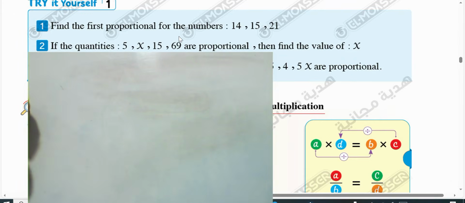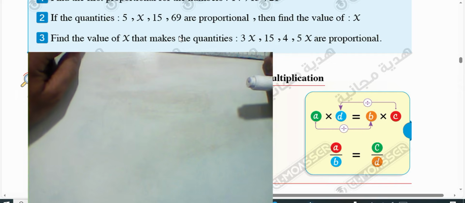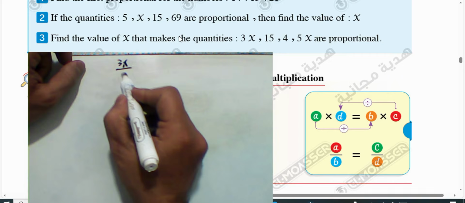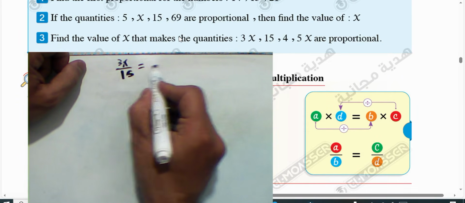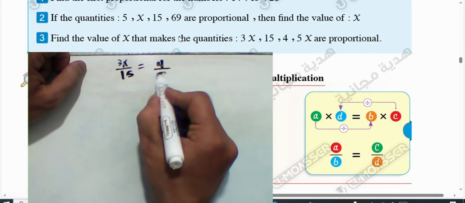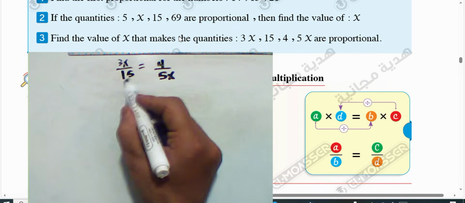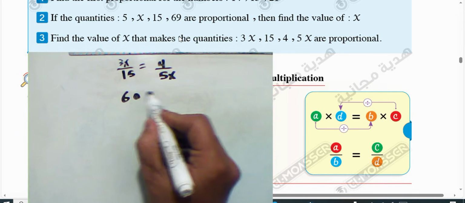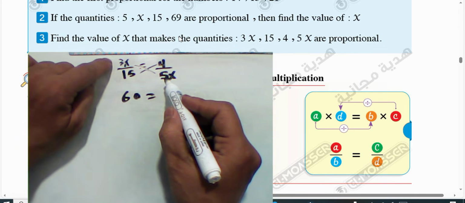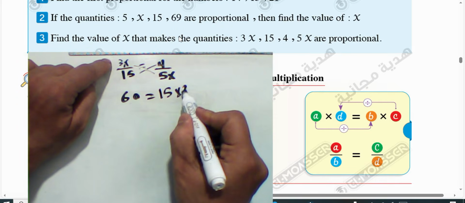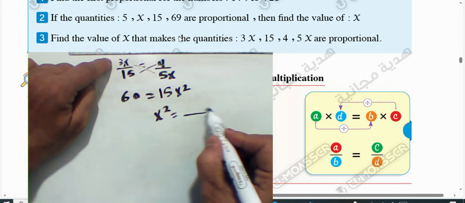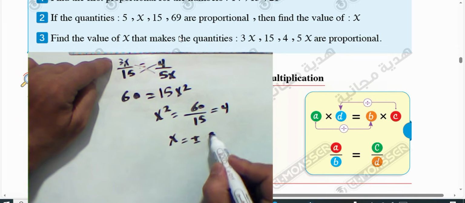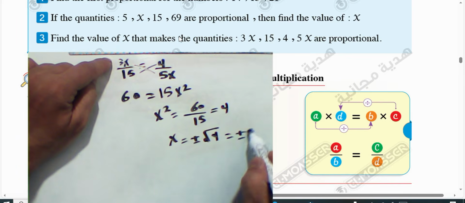Okay, next question. Number 3. Find the value of x that makes the quantities proportional. First 3x over second 15 is equal to 4 over 5x. The product of extremes equals the product of means. 4 times 15 equals 60, which is equivalent to 3x times 5x equals 15x squared. Then x squared equals 60 over 15, the result will be 4. Then the value of x equals positive or negative square root of 4, equals positive or negative 2.